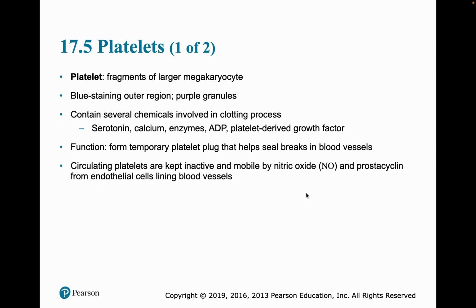Platelets are fragments of a larger cell called a megakaryocyte. They have a blue staining outer region and purple granules within them. They contain several chemicals involved in the clotting process: serotonin, calcium, some enzymes, ADP, platelet-derived growth factor. They are a temporary plug that forms in blood vessels when a blood vessel is broken, and we'll talk more about that process later. Circulating platelets are kept inactive and mobile by the presence of nitric oxide, as well as prostacyclin that's produced by endothelial cells lining blood vessels.